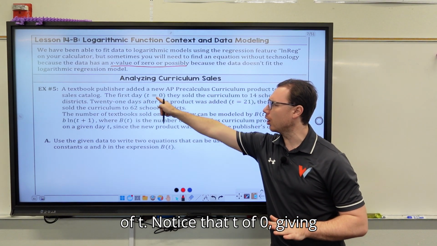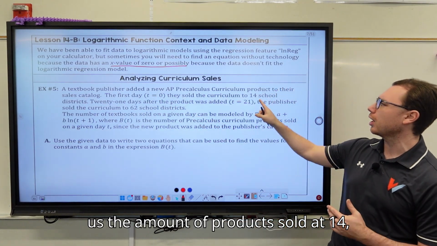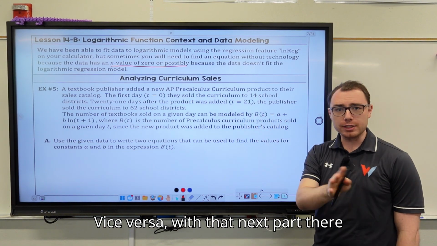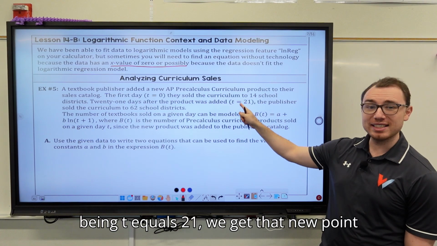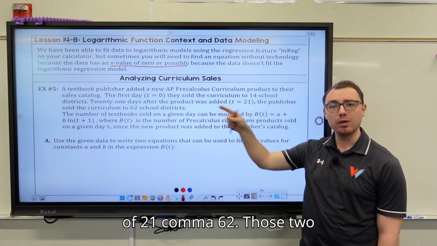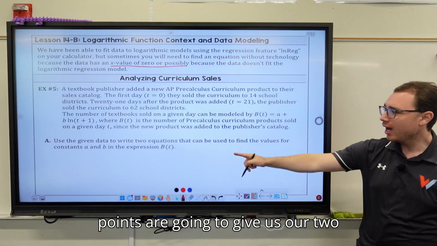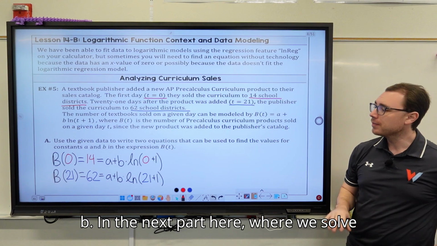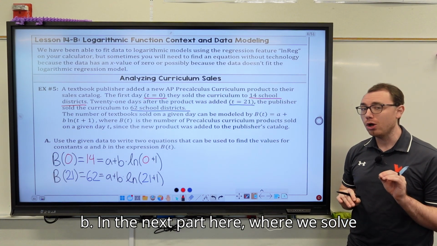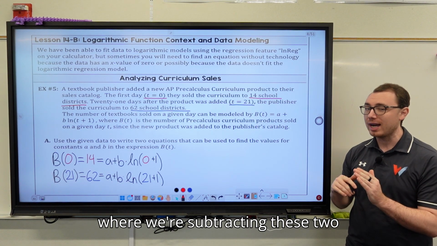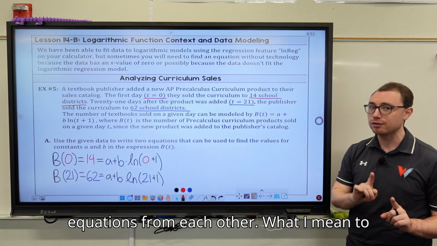Notice that t of 0, giving us the amount of products sold at 14, creates a unique point at (0, 14). Vice versa, with the next part being t equals 21, we get the new point (21, 62). Those 2 points are going to give us our two equations that can help us solve for a and b. In the next part, where we solve for a and b, we'll be using a new method where we're subtracting these two equations from each other.